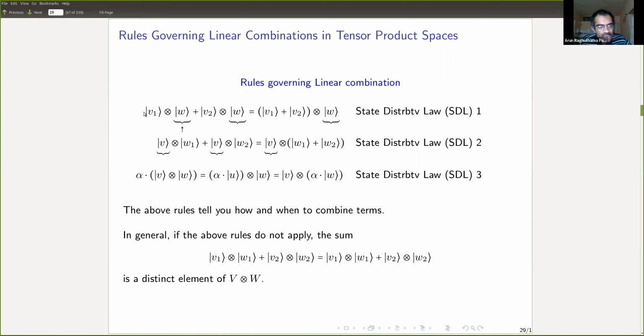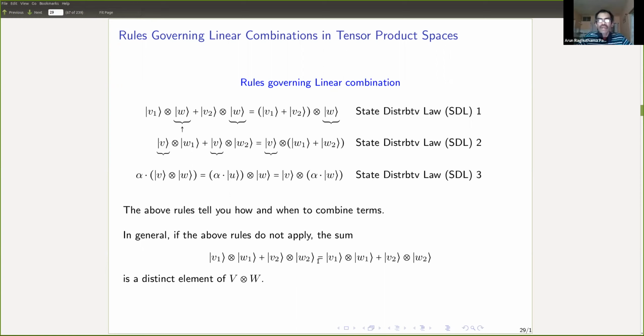Okay, and in general, I told you how you can add tensor product vectors when one of the components is the same, but what if the two components are different? So what if I have V1 tensor W1 plus V2 tensor W2? Well, there is no rule, just keep them apart. Just call them different objects. Okay, so these are the rules governing linear combination in tensor product spaces.